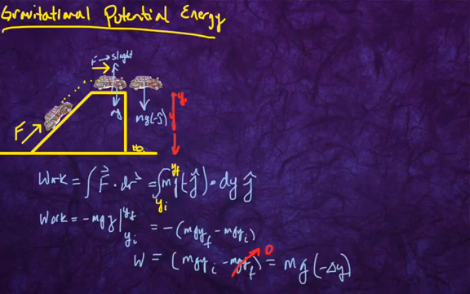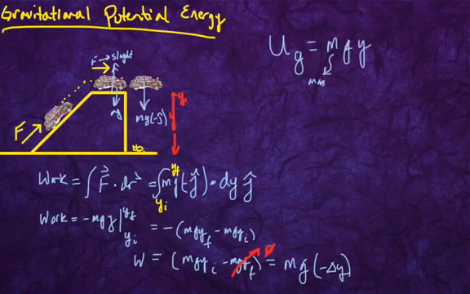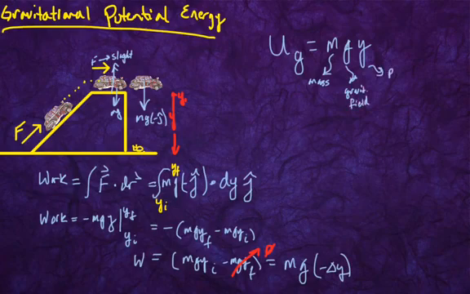Okay, but if our final is 0, then our U due to gravity up here is going to equal mgy, where that's our mass. g is our gravitational field. It's the acceleration of the gravitational field.